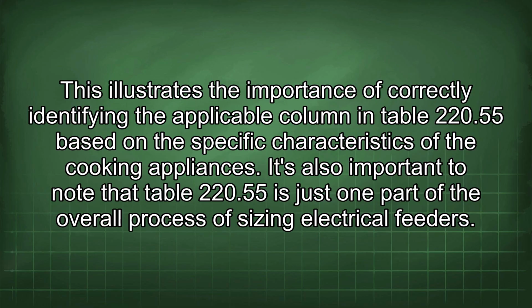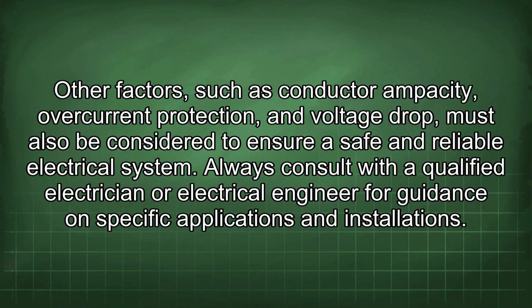This illustrates the importance of correctly identifying the applicable column in table 220.55 based on the specific characteristics of the cooking appliances. It's also important to note that table 220.55 is just one part of the overall process of sizing electrical feeders. Other factors, such as conductor ampacity, overcurrent protection, and voltage drop, must also be considered to ensure a safe and reliable electrical system. Always consult with a qualified electrician or electrical engineer for guidance on specific applications and installations.